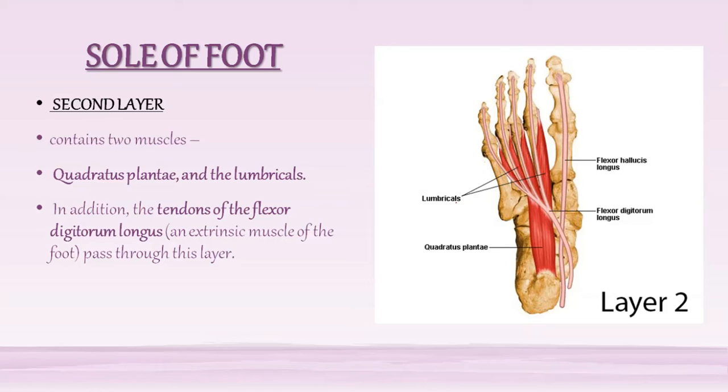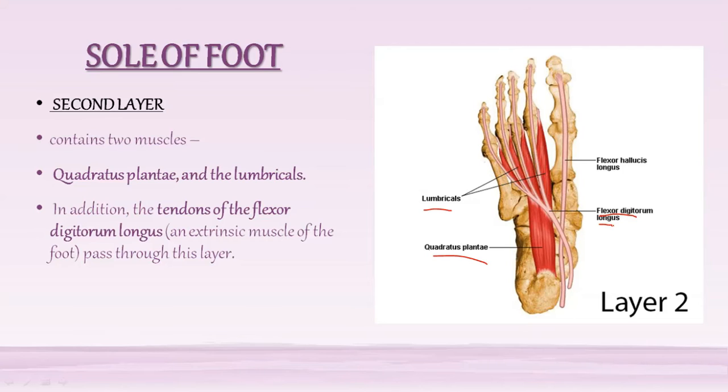Now come to the second layer. The second layer contains two muscles. One is quadratus plantae and the second are lumbricals. In addition to these two muscles, the tendon of flexor digitorum longus, which is the extrinsic muscle of the foot, passes through this layer. Flexor digitorum longus is basically an extrinsic muscle, meaning the muscle arises from the compartment of the leg, but it is inserted in the foot, and it passes through the second layer of the foot.